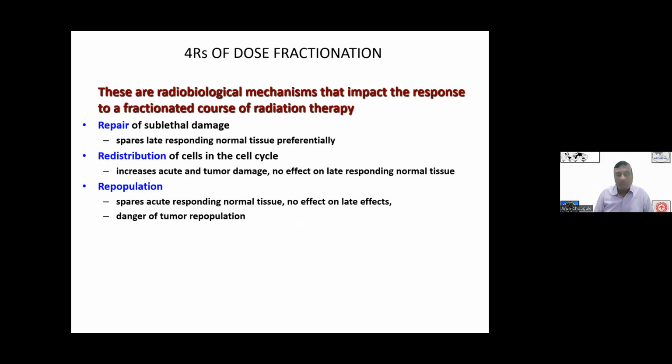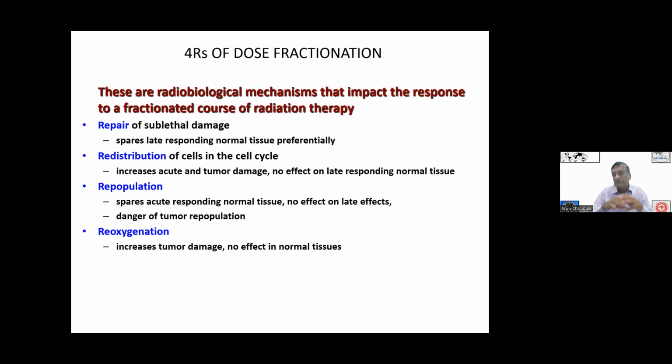Repopulation spares acute responding normal tissue, has no effect on late effects, and carries the danger of tumor repopulation. And repopulation is very important, because of what is called the kickoff time. After radiotherapy has started, after how many days? It is 3 weeks, 4 weeks, 5 weeks; for a slow growing or fast growing tumor, repopulation will depend. And depending upon that, your total treatment time should be devised. If repopulation starts very early, maybe after 2 or 3 weeks, and your treatment is prolonged to 6 or 7 weeks, with the cancer repopulation you will not be able to achieve a complete cure.